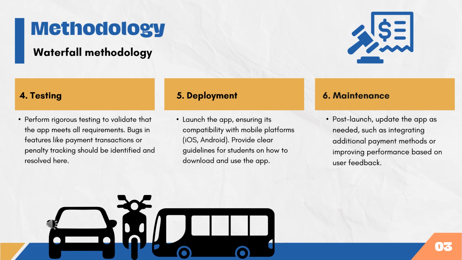Now let's continue with the final three phases of the waterfall methodology, which ensure that the app is functional, properly deployed, and continuously improved. The fourth phase is testing. Here we rigorously validate that the app meets all defined requirements. This involves identifying and resolving bugs, especially in critical features like payment transactions and penalty tracking. This phase is crucial for ensuring that the app is both reliable and user-friendly before it launches.